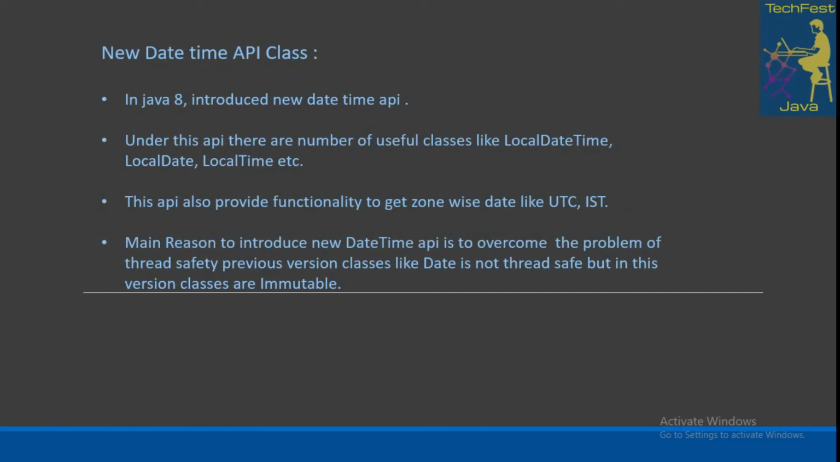Then they have introduced a new datetime API called LocalDateTime. The basic reason is that the previous datetime APIs are not thread safe, so when working in a multi-threaded environment, they are a problem, and the date object should be immutable. To make it immutable, they introduced the new datetime API, LocalDateTime, which is thread safe, and we can use it in a multi-threaded environment, and its objects are immutable. That means if we define a LocalDateTime object and declare its value, it will not be changed.